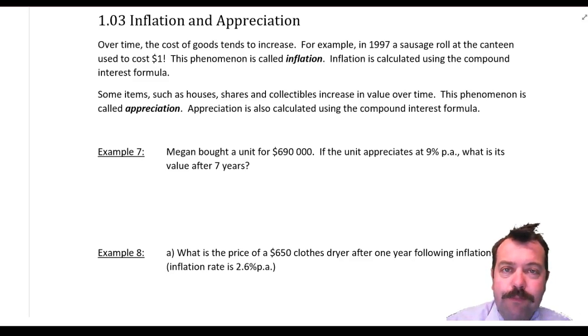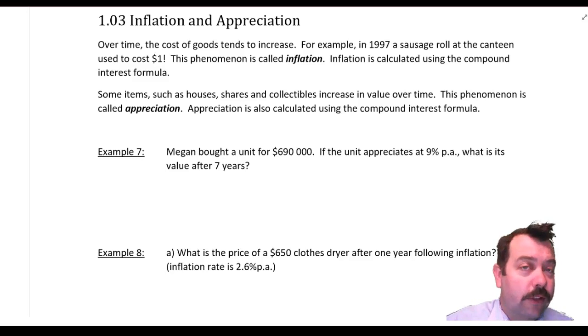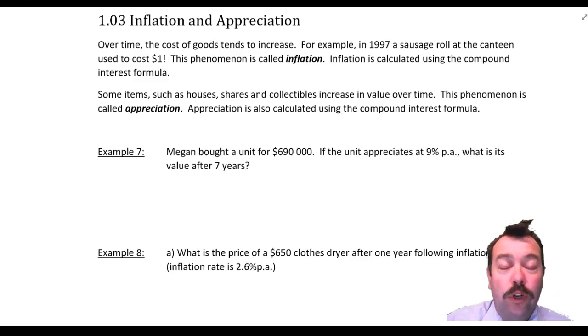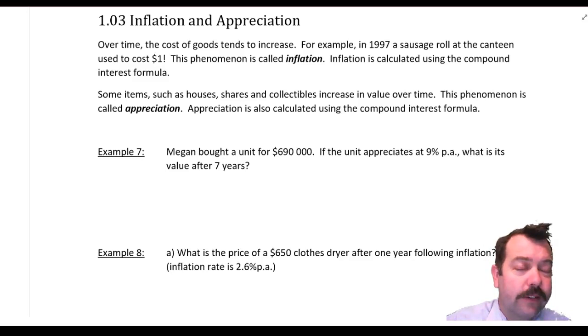Appreciation is similar, but with appreciation, we're not talking so much about the cost as the value of an asset, something like perhaps a house or some shares in a company, that you could buy, and over time they become more valuable and you could sell them again at that later date for a profit. I can't buy a sausage roll in 1997 and sell the same one for a profit today. No, it would cost me more for a sausage roll today than it used to. It costs me more for a house than it used to.